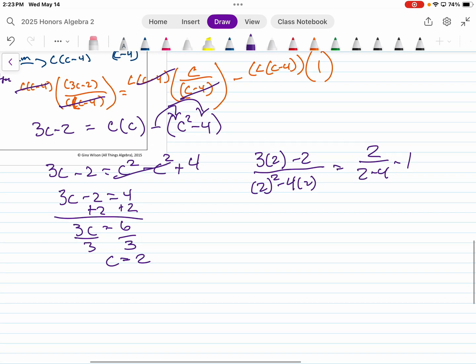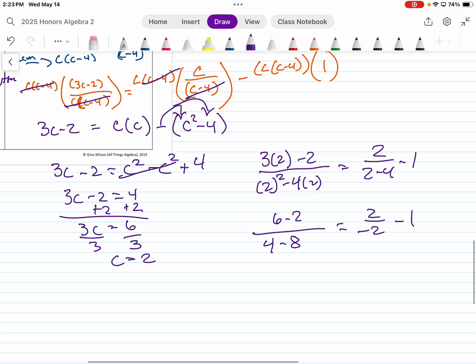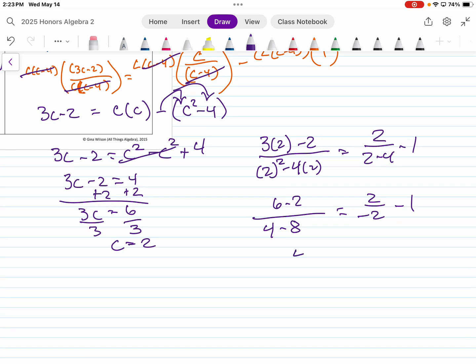And that would give me 6 minus 2 over 4 minus 8. 2 over negative 2. That would give me 4 over negative 4 equal to negative 1 minus 1. Nope. Did I make a goofy mistake?